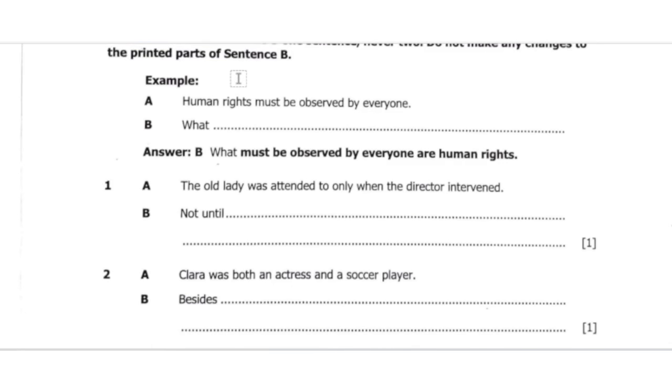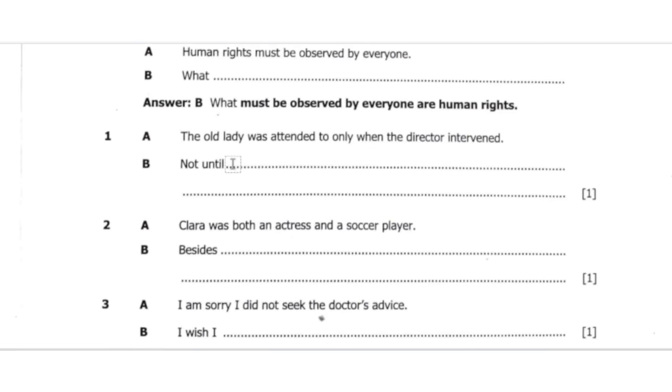For example, they have given us this: human rights must be observed by everyone. Then we start with "what". Then the sentence should read as follows: what must be observed by everyone are human rights. So I think we should all observe human rights. We need to make sure that as we want our human rights to be protected and respected, we should also respect our friends' human rights. No one is above the law, and no one needs to feel bad, or be made inferior by the way we speak or address that person.